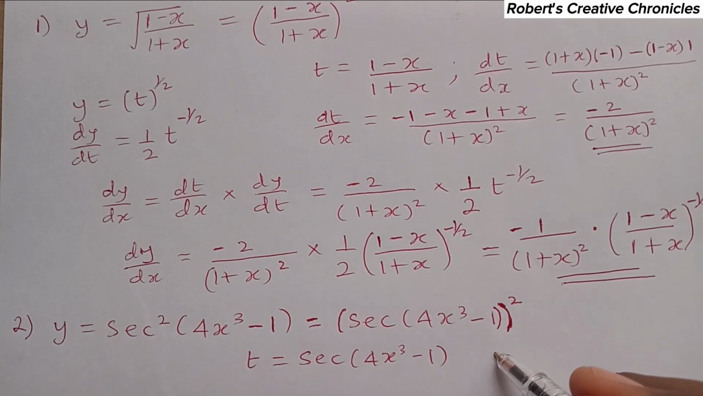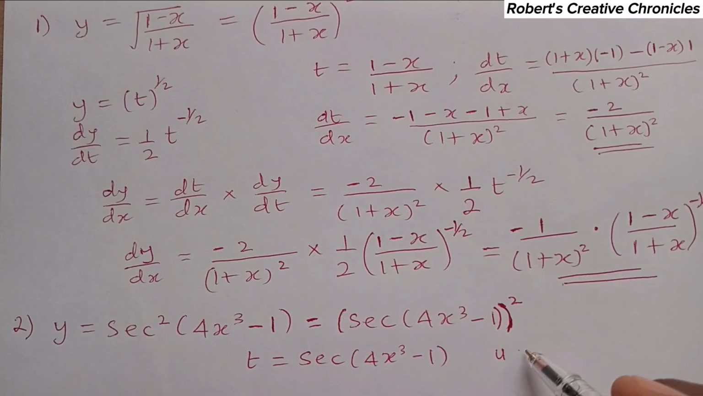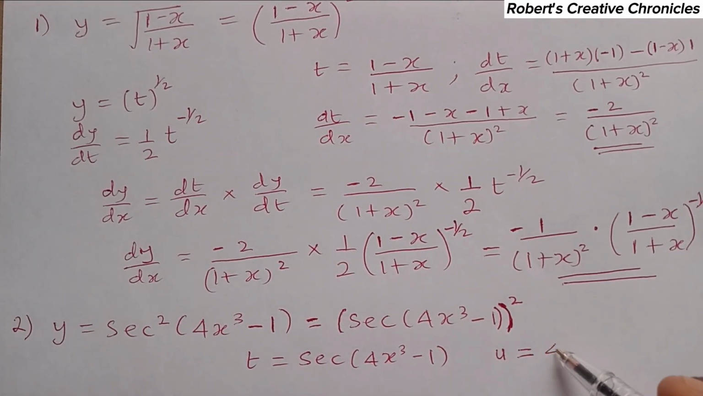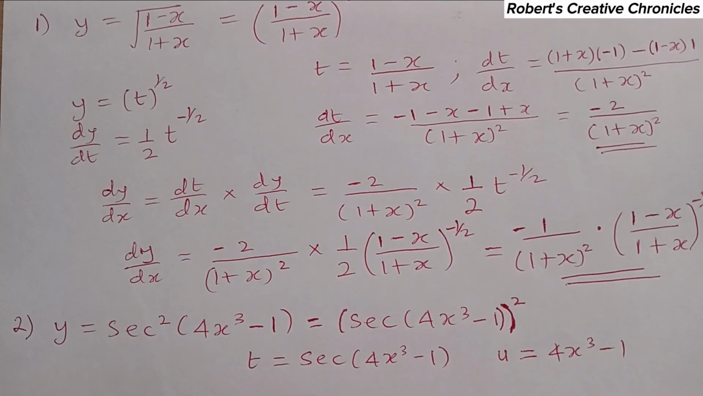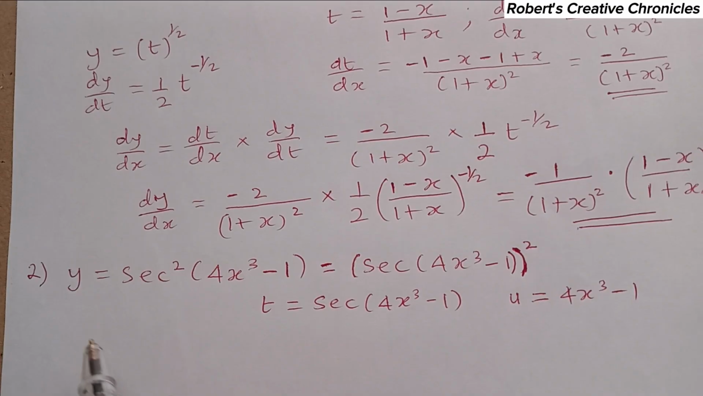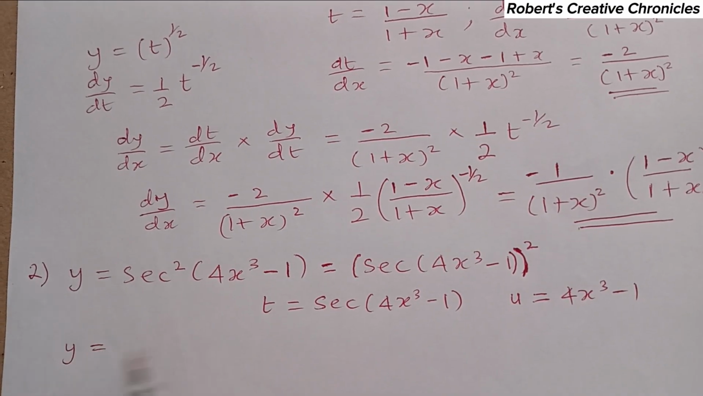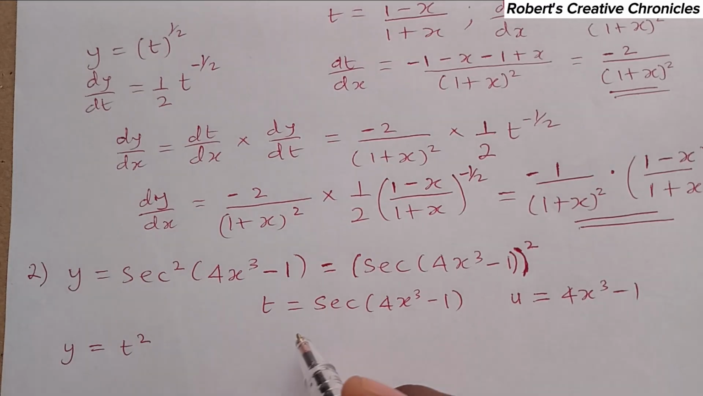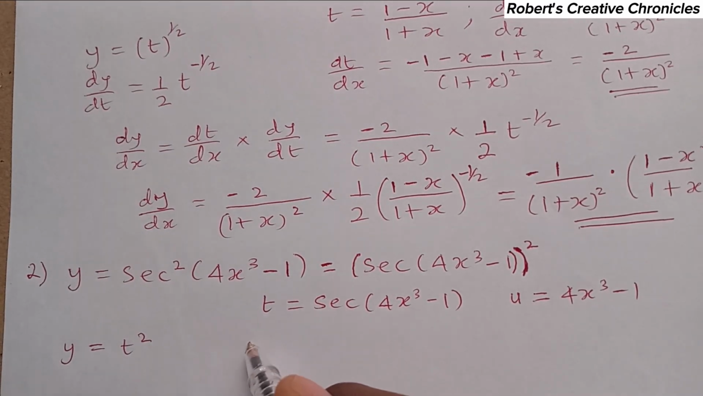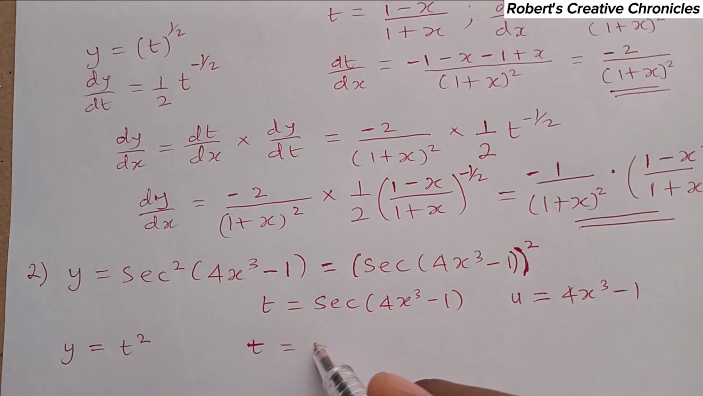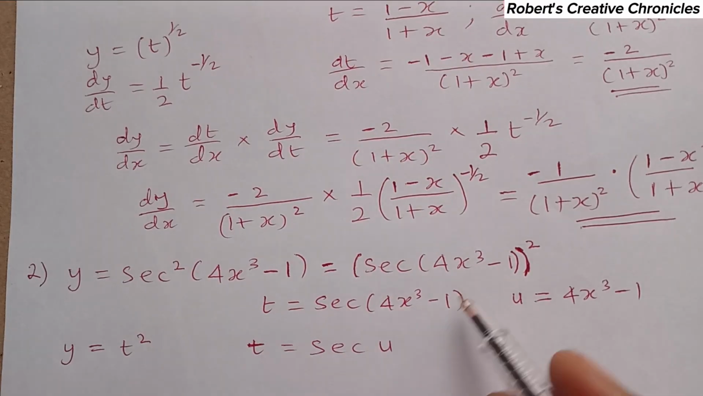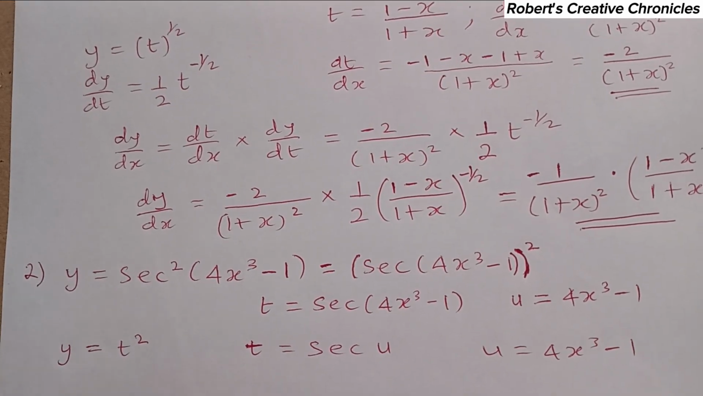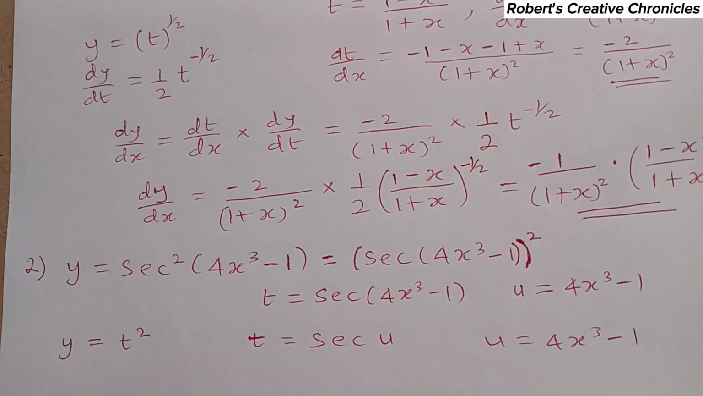And we will say let u also. We'll put the value, we will choose u as our second variable. u is equal to 4x cubed minus 1. So now we can say that y is equal to t squared. Since this is t squared, we can also say that this t is equal to sec u, since this u is equal to 4x cubed minus 1. So you see, these are the three equations we are going to deal with.